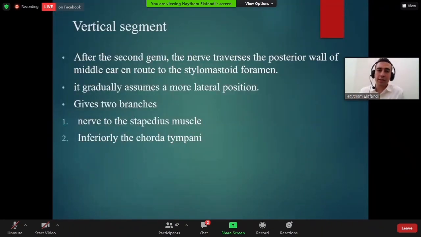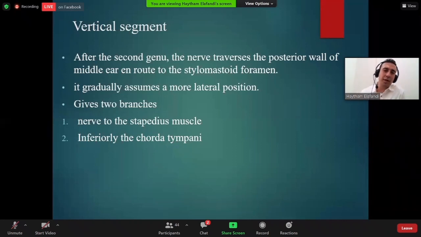Then we go to the vertical segment. After the second genu, the nerve passes vertically through the posterior wall of the middle ear en route to the stylomastoid foramen. It gradually assumes a lateral position. This vertical segment is highly important, especially for surgeons doing mastoidectomy, cochlear implantation, and canal wall down surgery. It gradually assumes a lateral position, making it more susceptible to trauma.